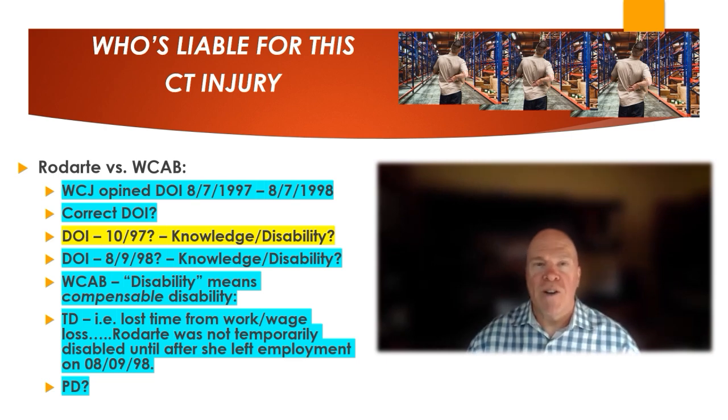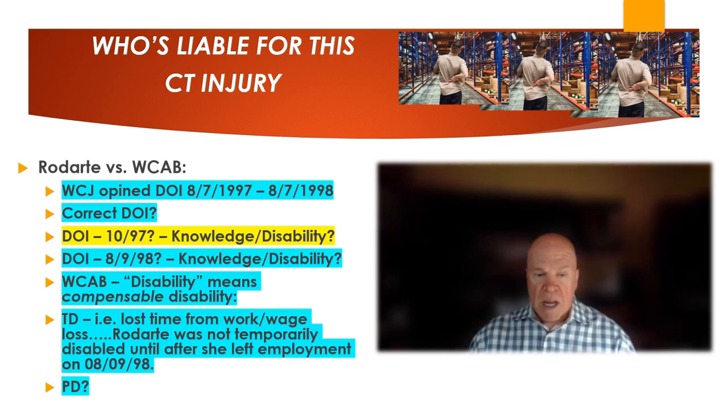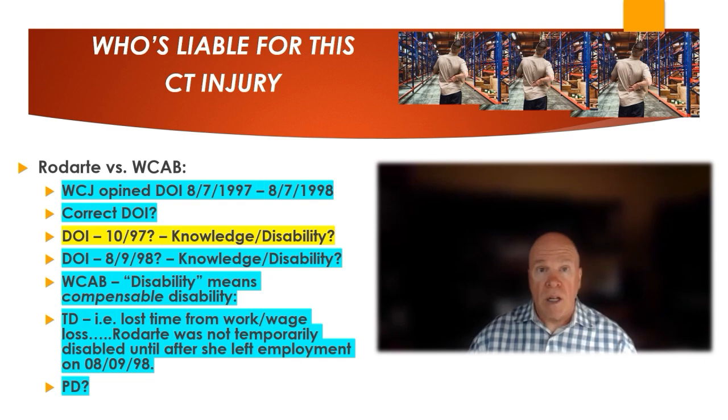And how many times do we hear this scenario? So she became temporarily disabled until after she left the employment, and then she was found to have permanent disability by the medical evaluator later in the year 2000. So permanent disability now raises a new wrinkle in the determination in establishing the date of injury. Can permanent disability also, like temporary disability, be used to establish the date of injury under 5412? Well, let's take a look at that idea.